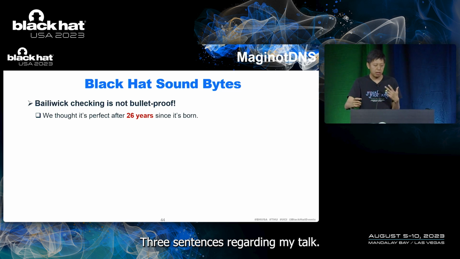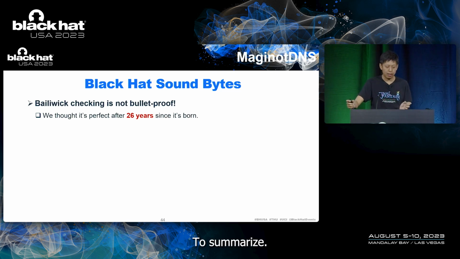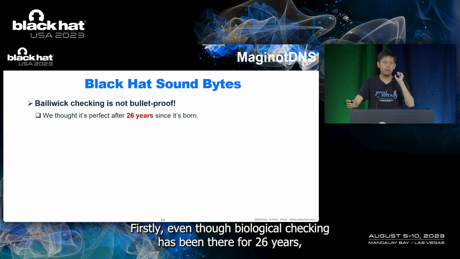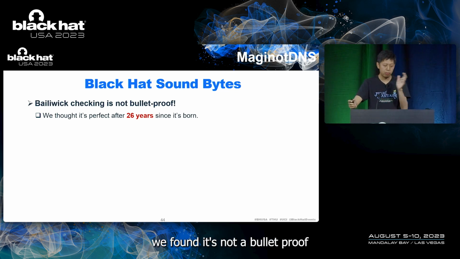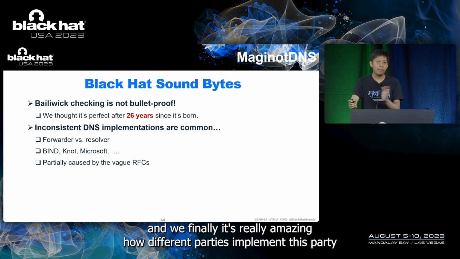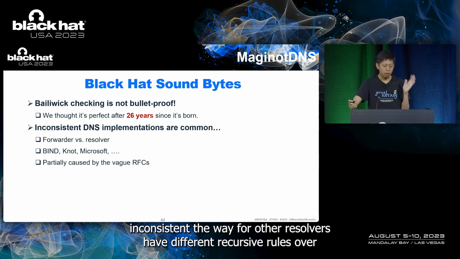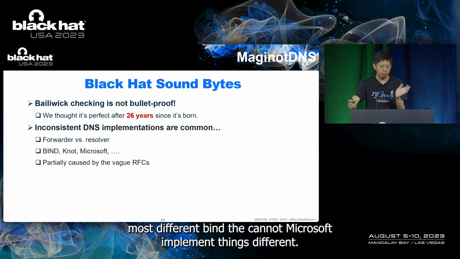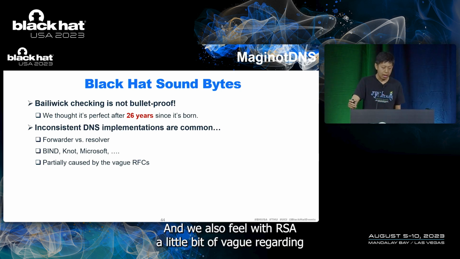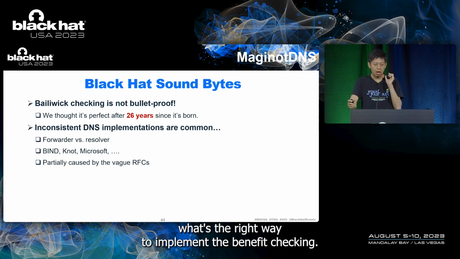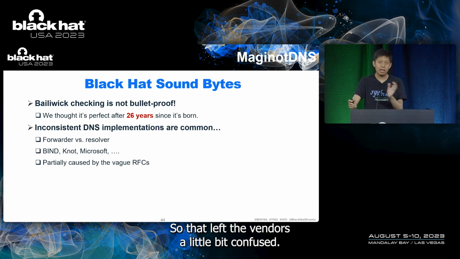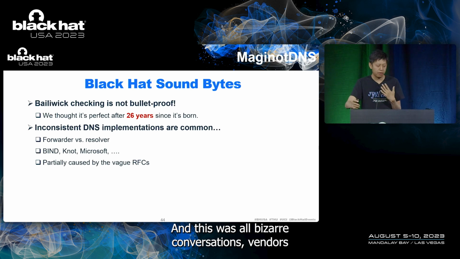Three sentences to summarize my talk. Firstly, even though bailiwick checking has been there for 26 years, we found it's not bulletproof. It's really amazing how differently parties implement this part: the recursive resolver modes are different, and BIND and Microsoft implement things differently. We also feel the RFC is a little bit vague regarding the right way to implement bailiwick checking, which left the vendors a little bit confused. This is also based on our conversations with the vendors.